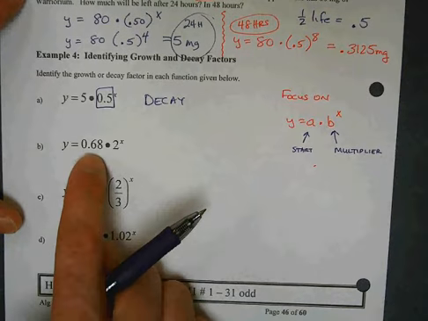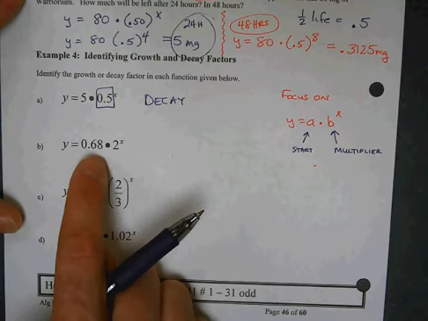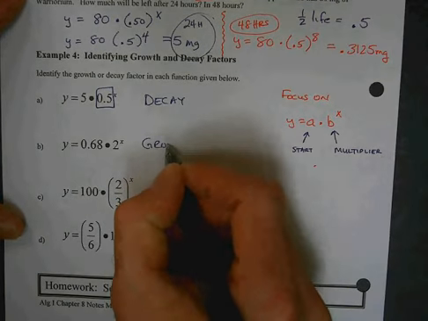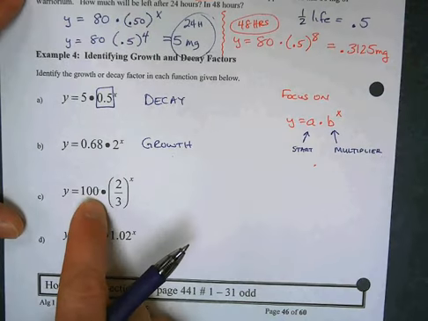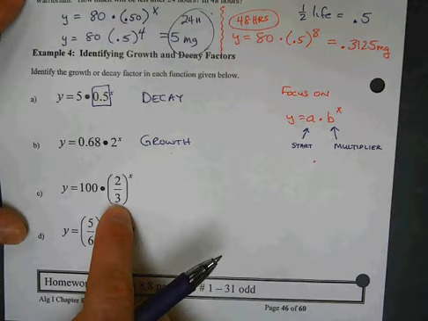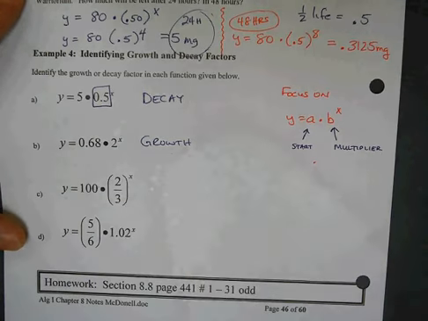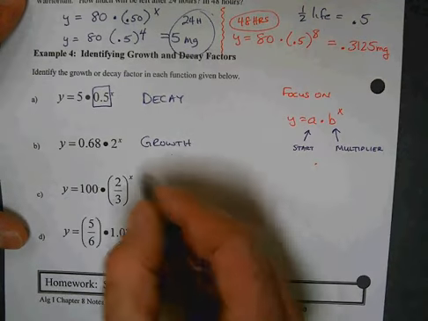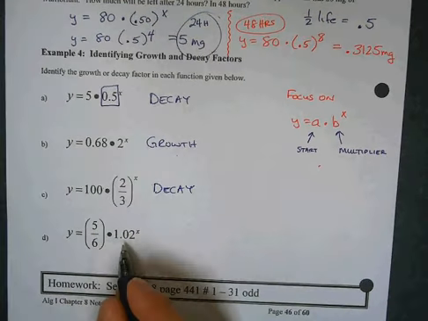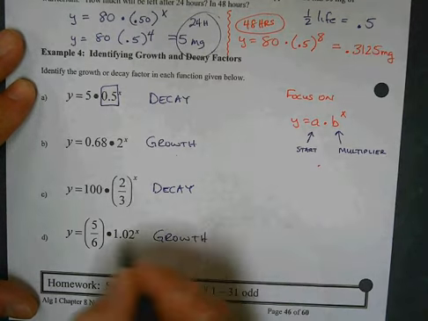What about the second one, 0.68? Do I care about that? No. That's the starting point. What's the 2? That's the multiplier. So what do we have here? Growth. Look at the next one. It's 100. So it's growth, right? Nope. It's 2/3. So it's decay. Is this a half-life? No, it's a 2/3 life. Every so much of a period, you only have 2/3 of what you started with. So this is decay. 5/6, 1.02. That's growth, because this number is greater than 1.